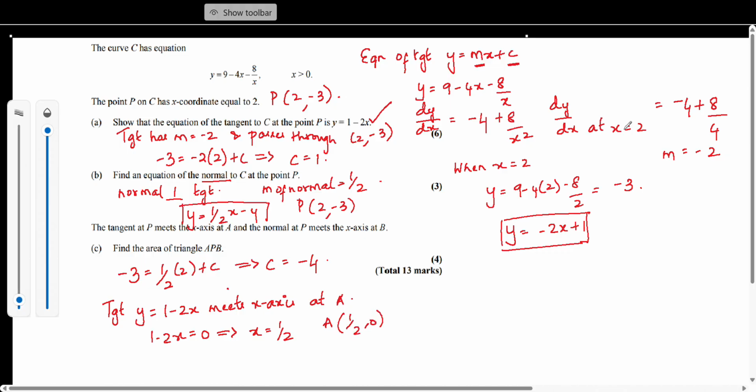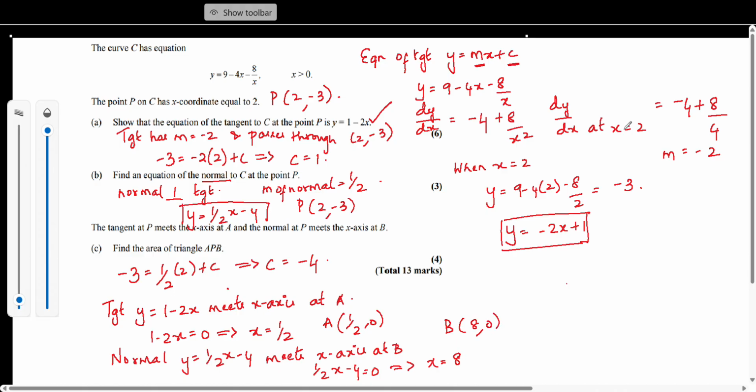And the normal meets the x-axis at B. Normal's equation is this. This meets the x-axis at B. So we equate this to 0. Half x minus 4 is 0. This implies x is 8. So the coordinates of B are (8, 0).